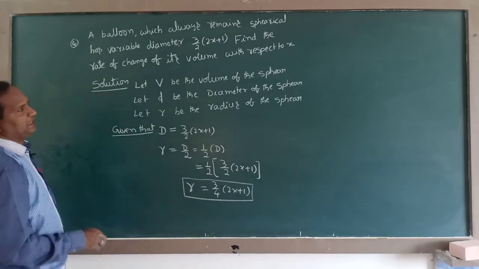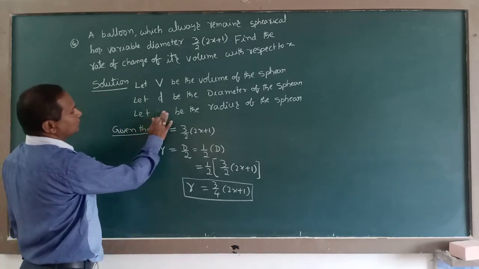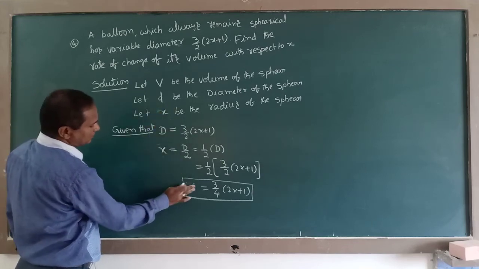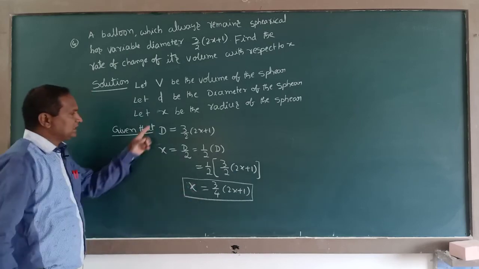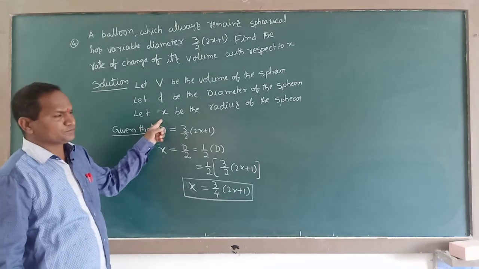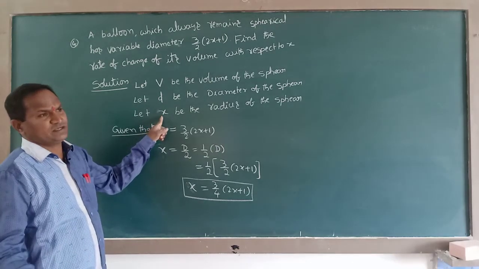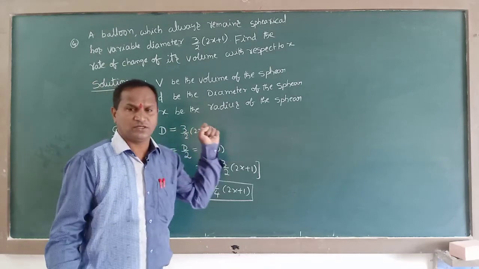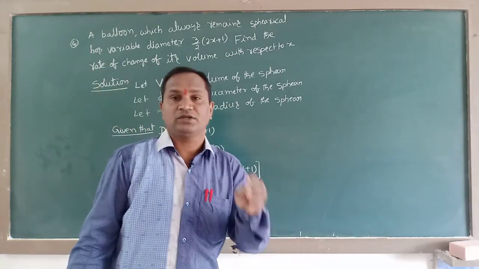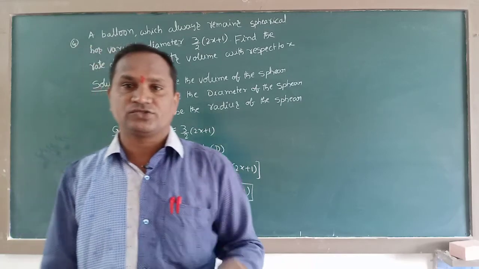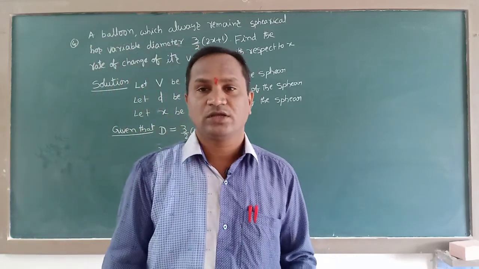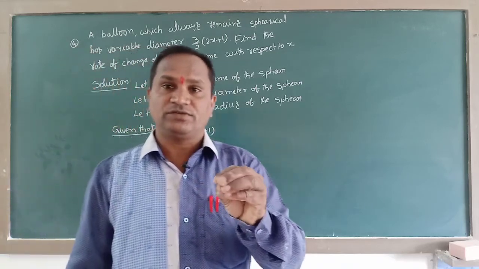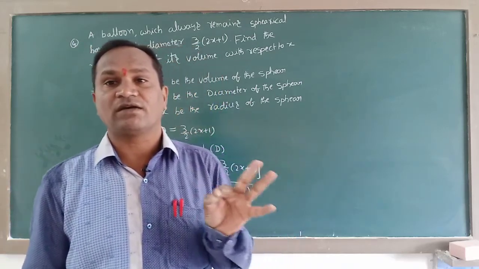Otherwise, with respect to x they are asking. Better to consider x only instead of r. If you take x, it means differentiation with respect to x. If you take r, you must take differentiation with respect to r. It's as you wish, there is no pressure. If you take r, also no problem. But at the time of differentiation, we must take differentiation with respect to r. If you take x, then differentiate with respect to x. That is the only difference between r and x here.